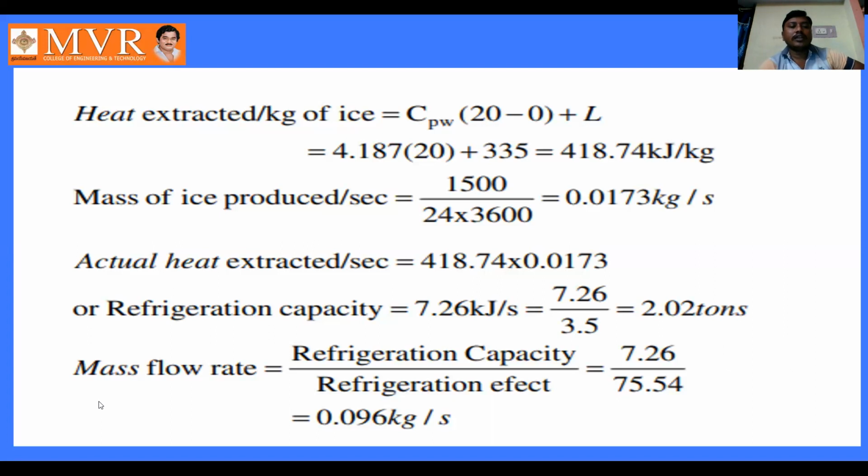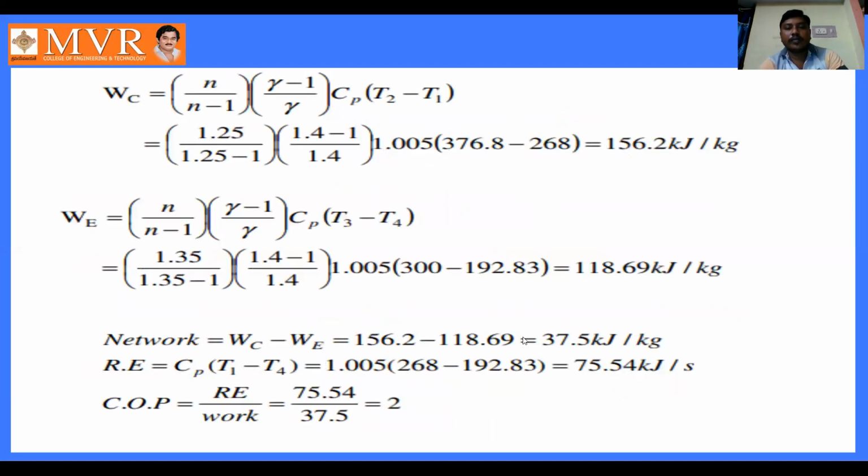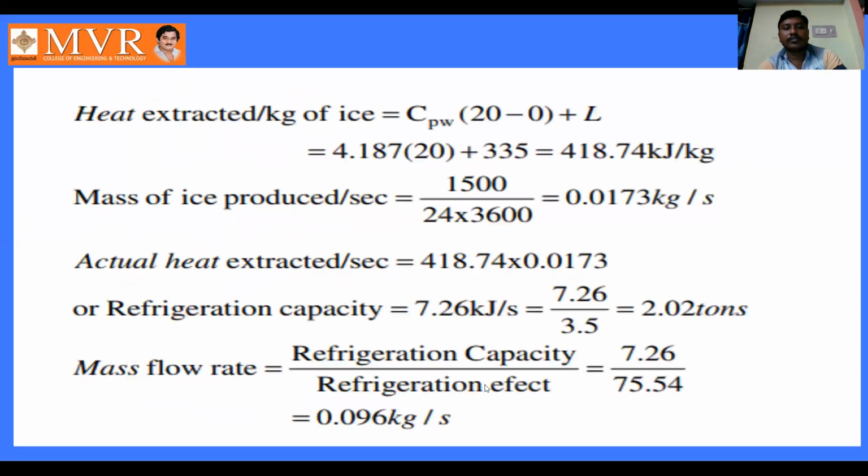Now we are going to calculate the mass flow rate, which is equal to refrigeration capacity by refrigeration effect. Already we have got the refrigeration capacity as 7.26 kilojoule per second. Divided by the refrigeration effect, which is the heat absorbed here. The refrigeration effect is 75.54, hence substituting 75.54, we have got the mass flow rate equal to 0.096 kg per second.